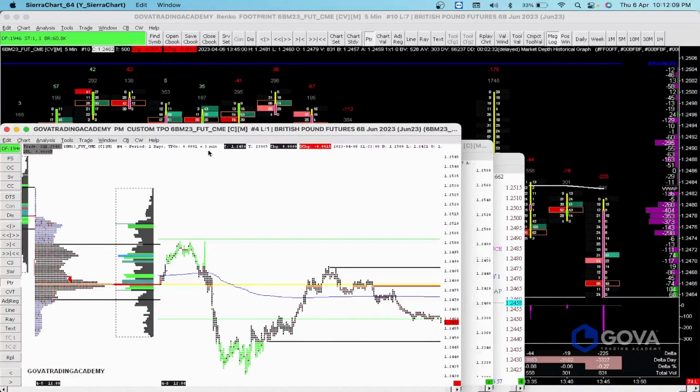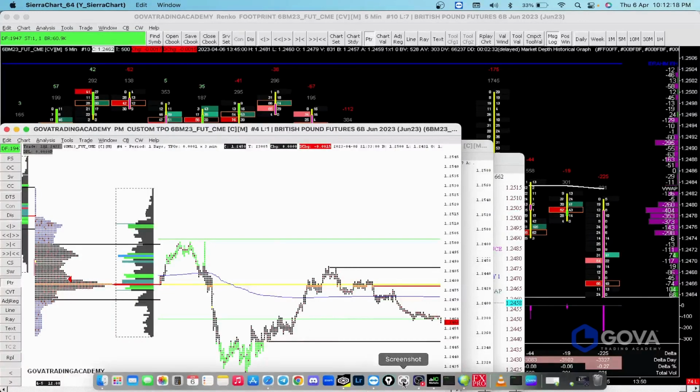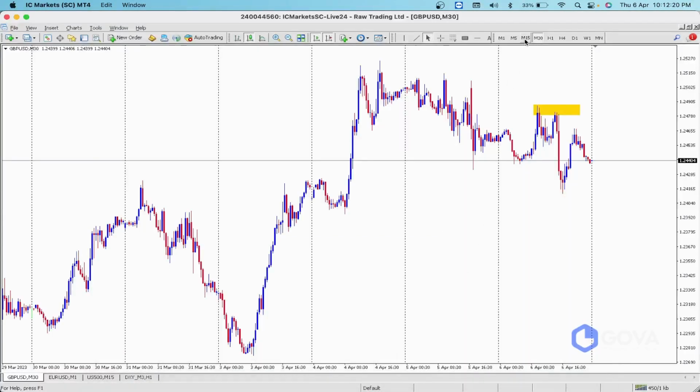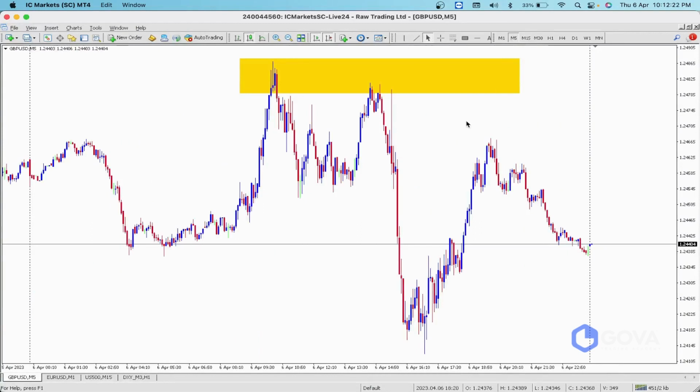You can see this is the 3-minute time frame here. Can you see this is the 3 minutes on the PM custom PM TPO chart? Now let me show you this same area on the candlestick charts, okay. On the candlestick chart, let me switch to the 5-minute time frame. You can see that same area where we are having wicks on Sierrachart.